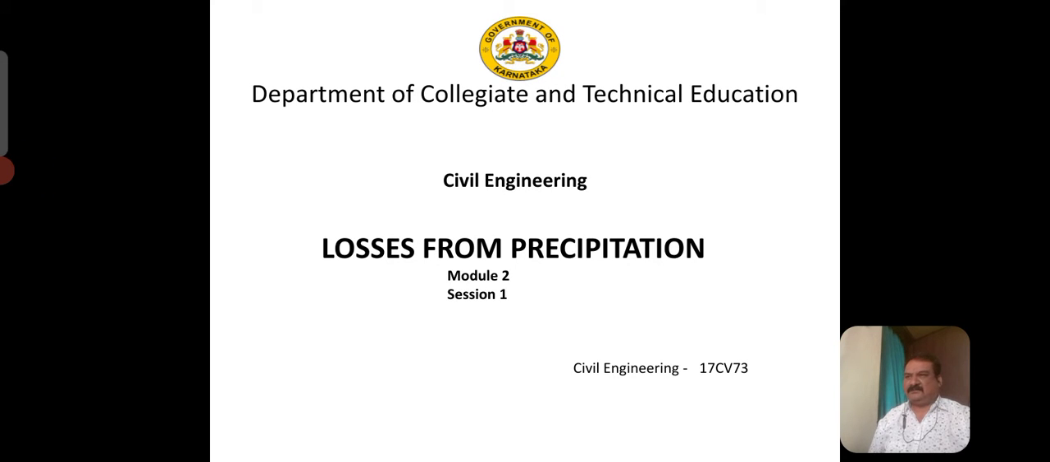So this is session 4. In this session, we are going to see the other methods of measuring the evaporation. Previously, we have seen pan measurement method and the pan coefficient. So here we are going to see the use of empirical formula for measurement of evaporation.